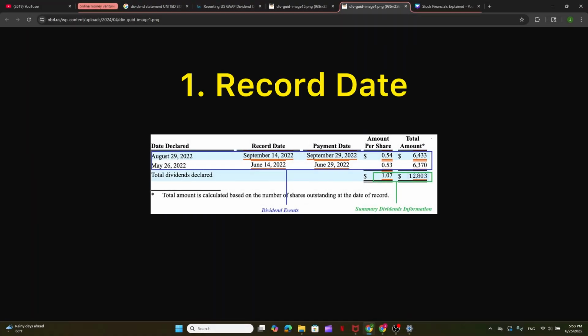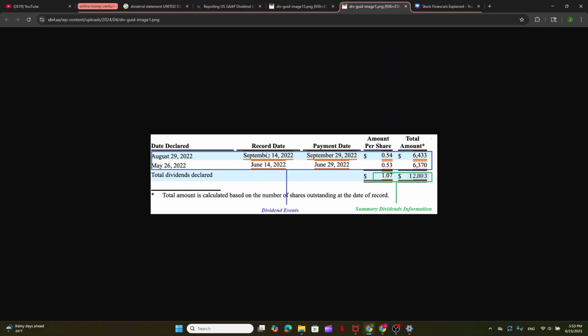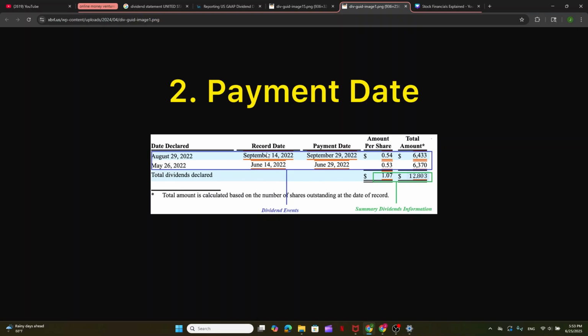So up first would be the record date. The record date tells you when you had to own the stock to qualify for the dividend. Second is the payment date. So this is when the money actually hits your account.